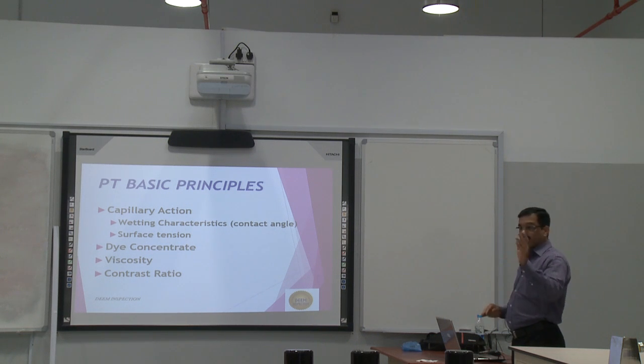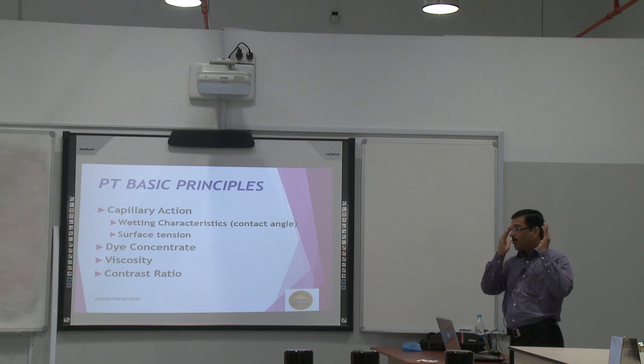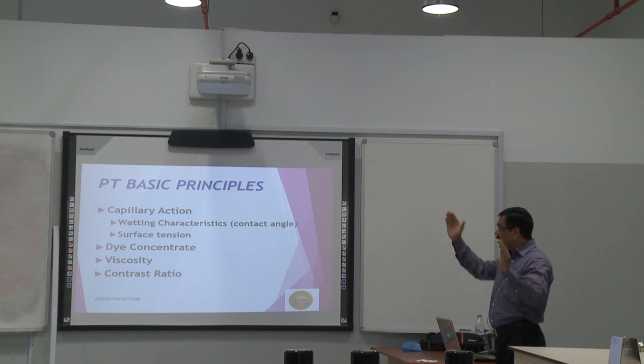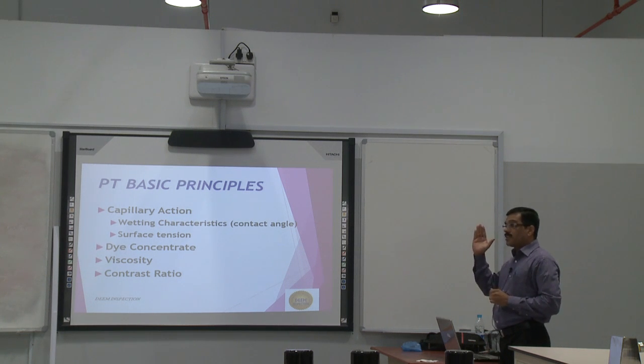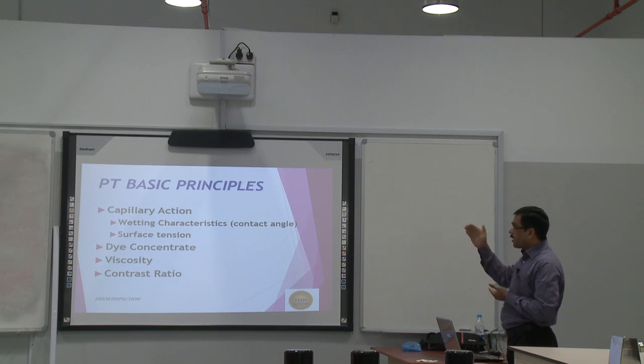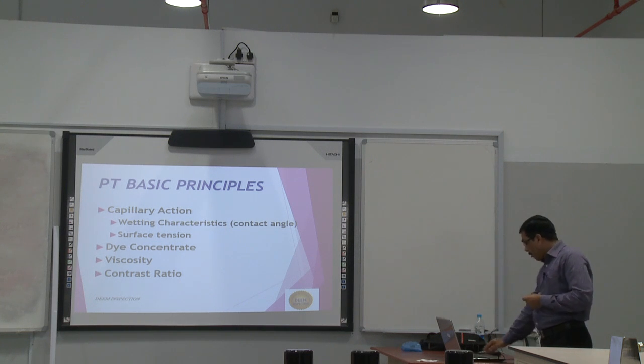The penetrant materials have such a capability. There should also be wetting characteristics, like a contact angle. These are not related to our work, because the manufacturer already handles all this and prepares the penetrant material as per the order. The contact angle should always be less than 90 degrees, so there is easy wettability. The wettability will increase. There are also surface tension, dye concentrate, viscosity, and contrast ratio. These are the basic principles we are following, so we can go one by one.